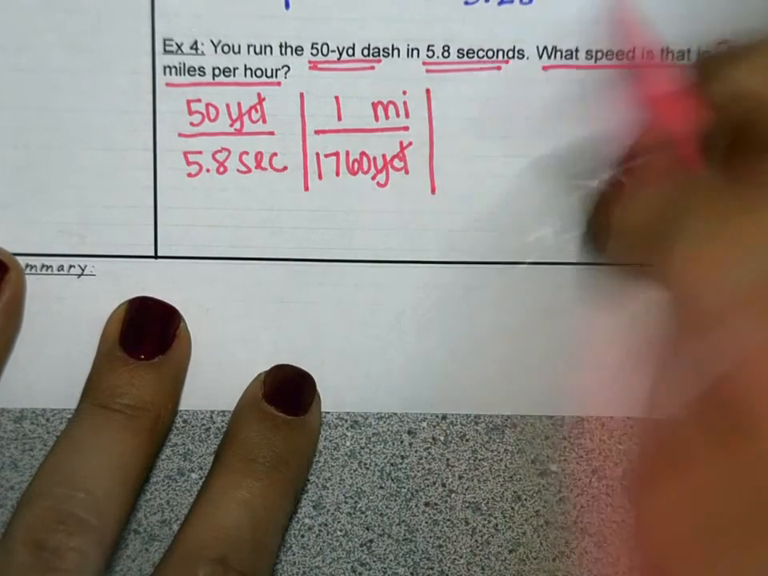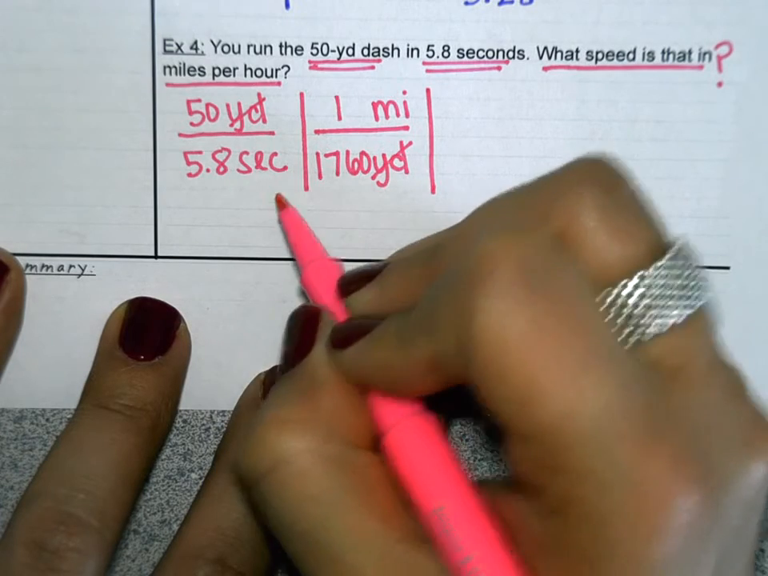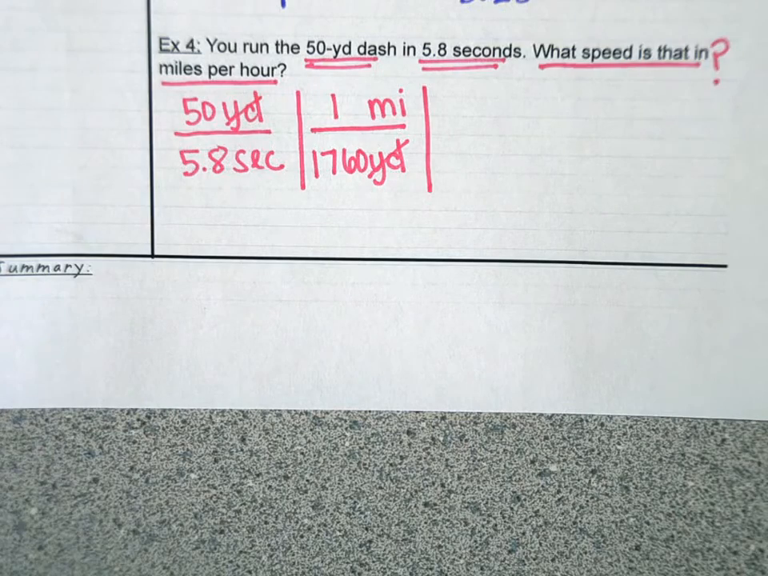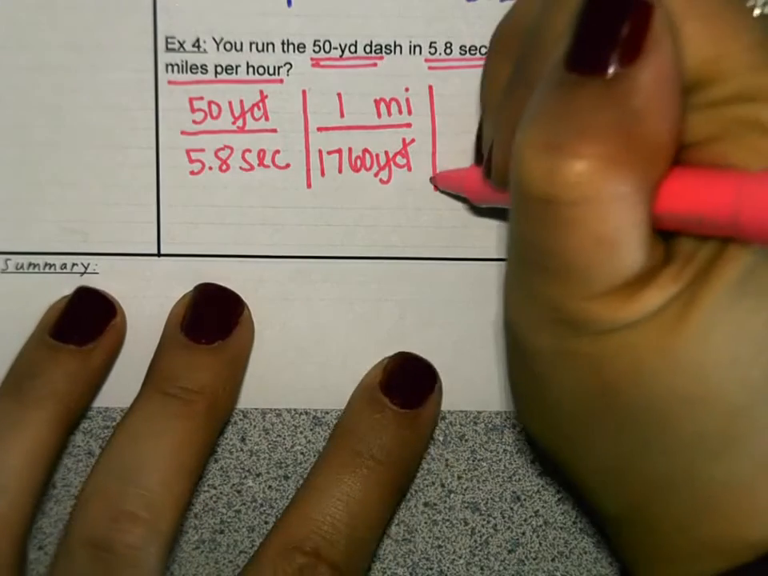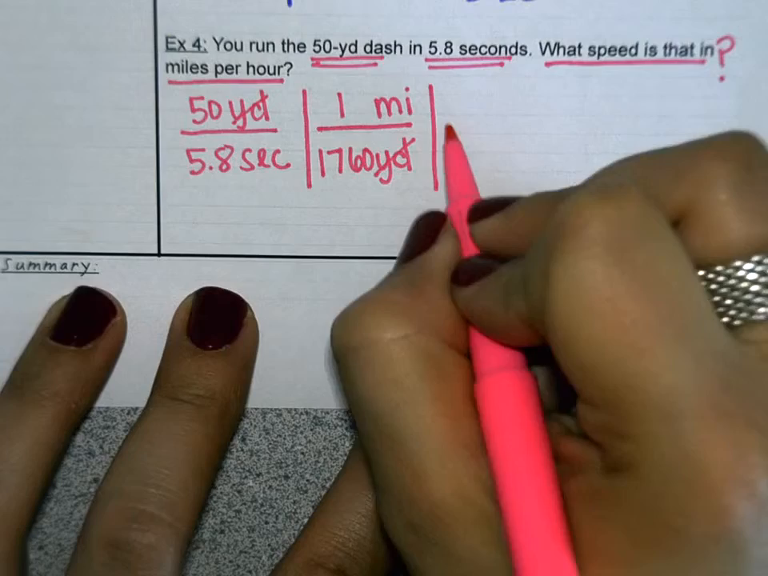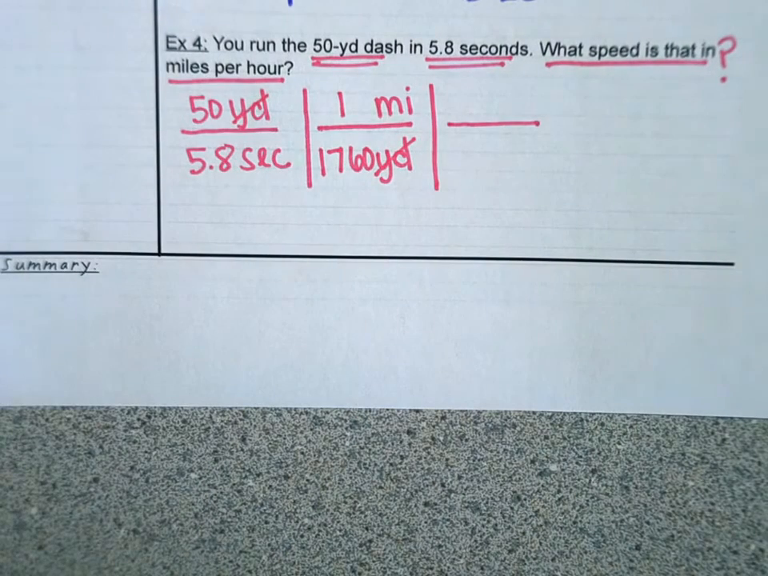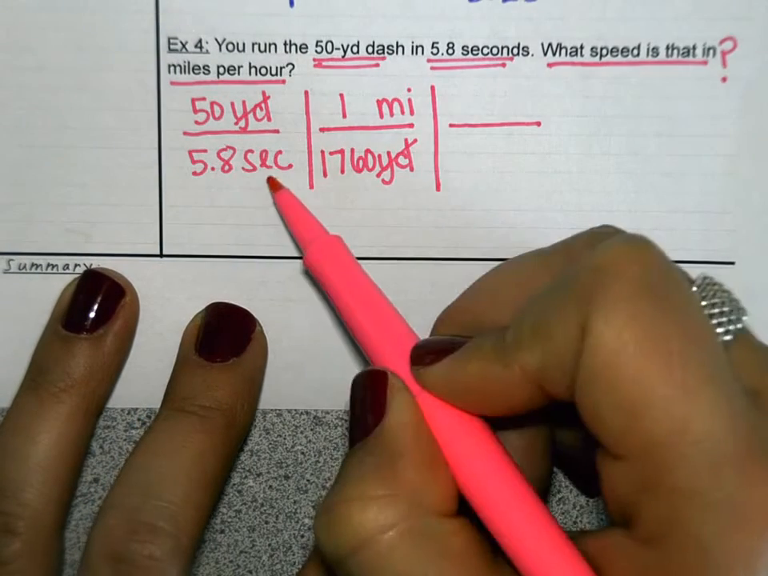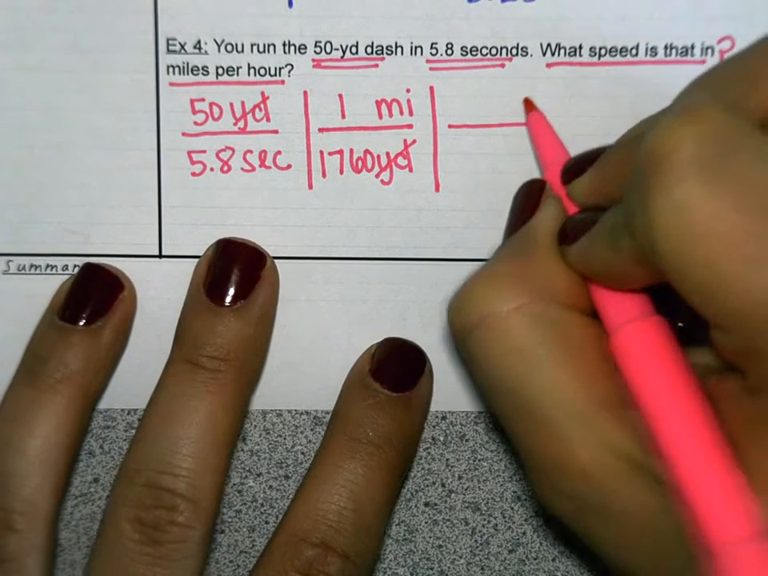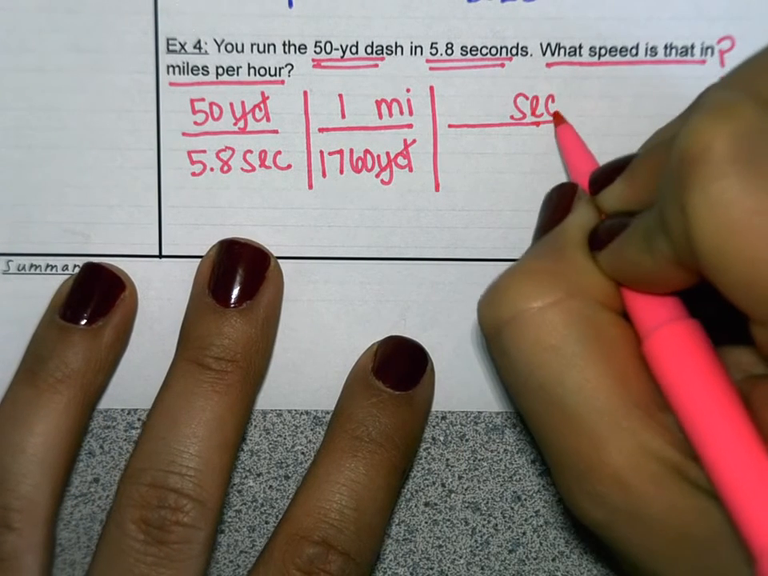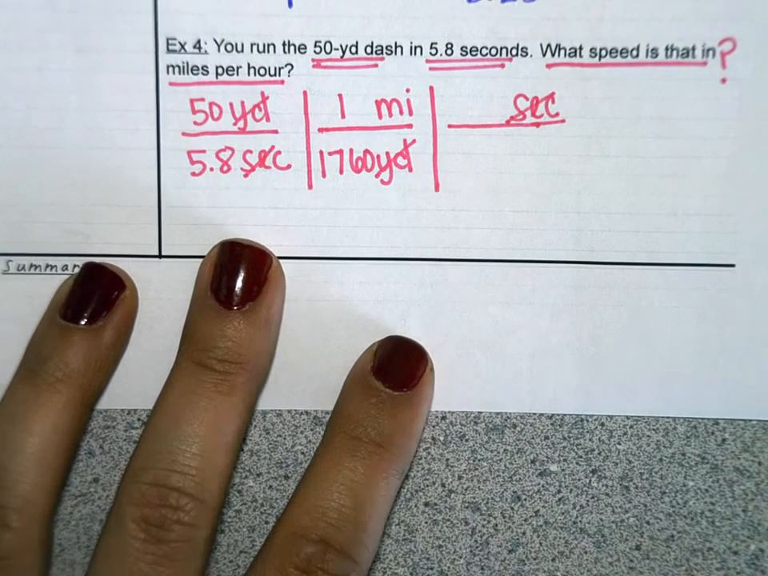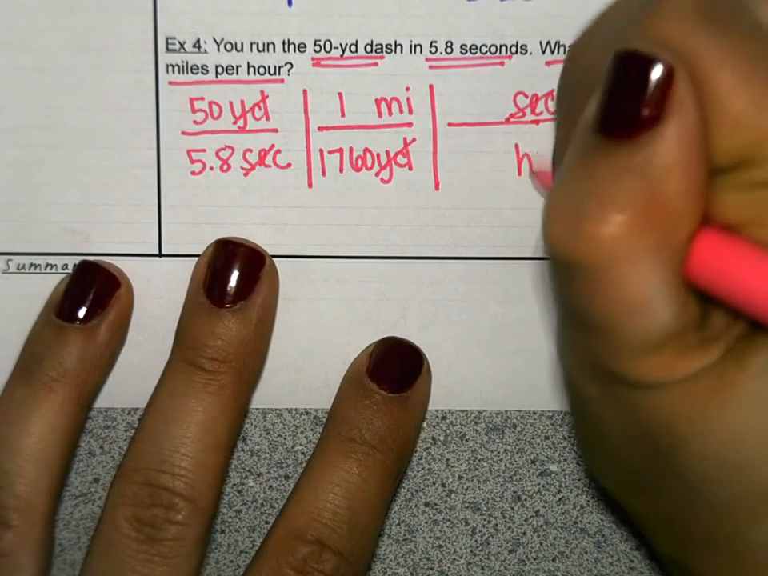However, I still have seconds in the denominator and I want to convert that to hours. So we're going to have to do a second conversion. So I draw another vertical line. I set up my next ratio. And I know I want my seconds to reduce. So because I have seconds in the denominator, in order for them to reduce, I'm going to put seconds in the numerator, because then they will cancel. Sorry, they will reduce. And I'm changing that to hours, so I'll put hours in the denominator.